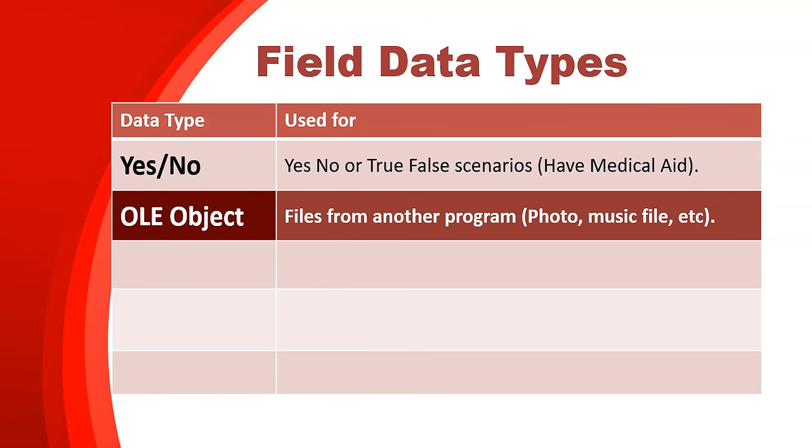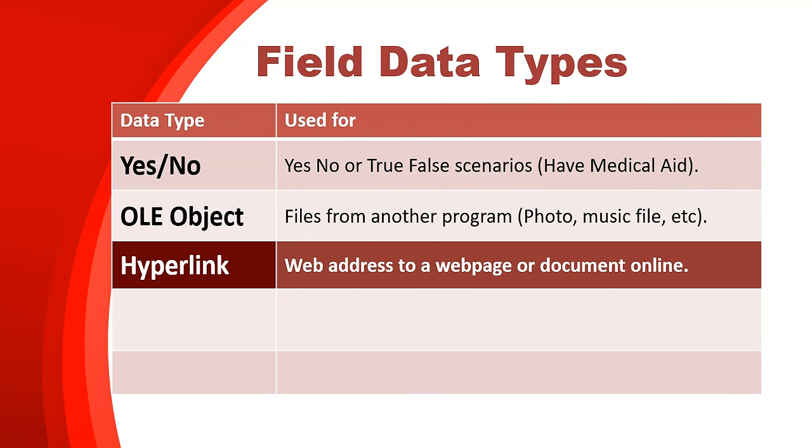Then you can have the OLE object. That's if you've got a photo or a music file, sometimes media, anything like that from another program. You can store that. Maybe you want their profile picture as part of your database. You can use the OLE object for that. And then you have a hyperlink, which can be used to have a link or show you the web address for a particular web page, or maybe you're storing a document online.